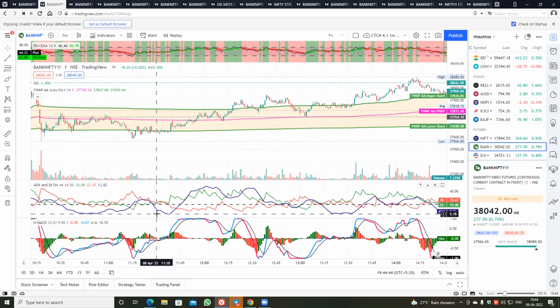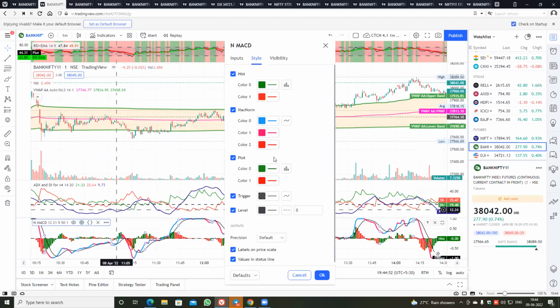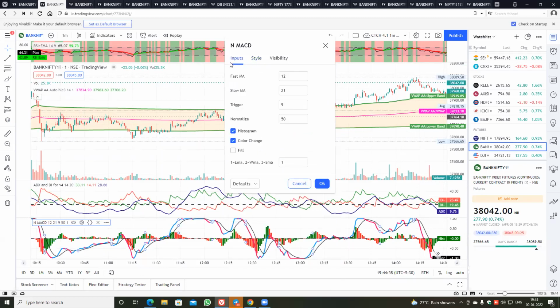Next indicator is normalized MACD. Normalized MACD, let me open the settings. It shows the relationship between two moving averages of a security price. You can see the fast MA is given as 12, slow MA is 21, and it consists of a trigger that is given the value of 9, and it is not a plain MACD, it is a normalized MACD by glass. It comes under trend following momentum indicator.